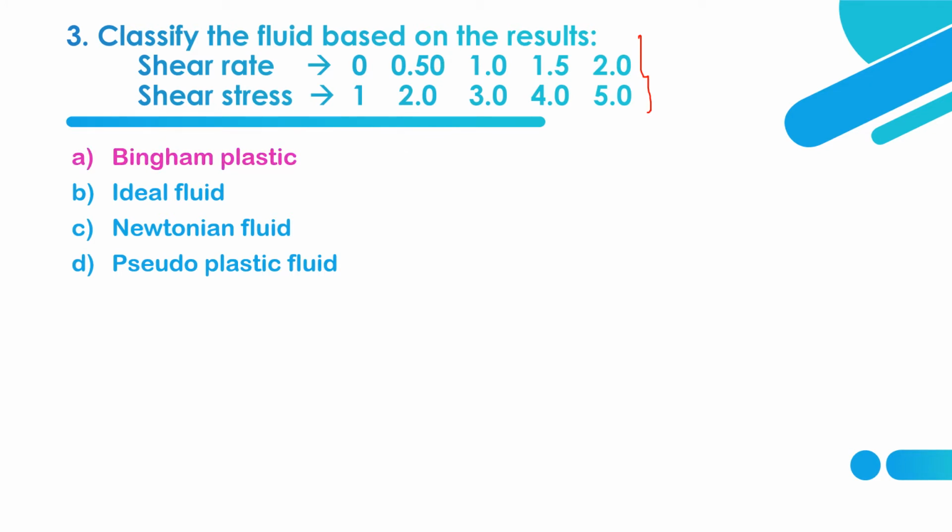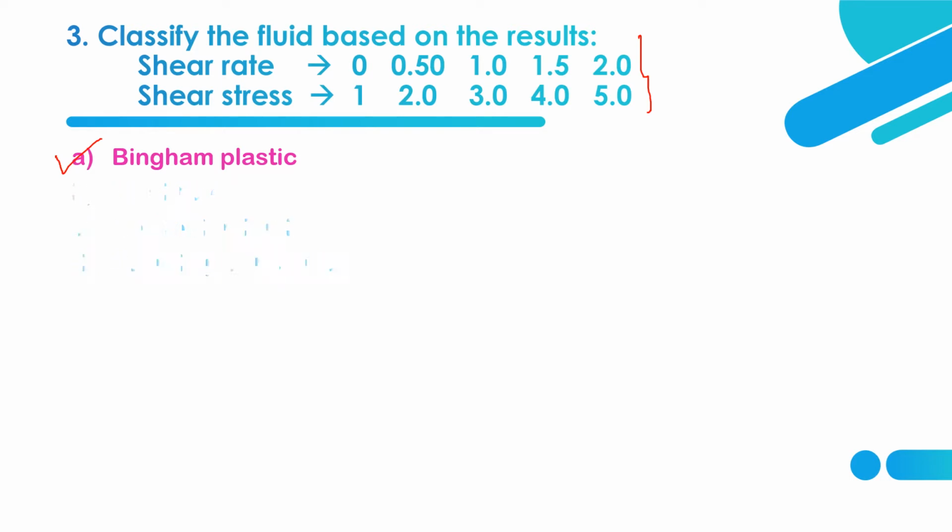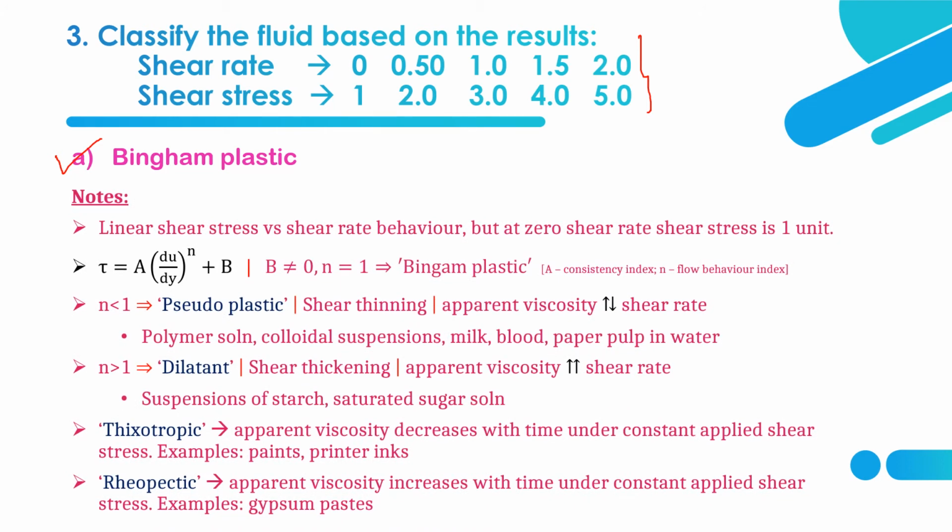On the basis of the given data, option A is correct, Bingham plastic. Now let's see how it is observed. Linear shear stress versus shear rate behavior. By considering this data, we can draw a graph like this. At 0, shear stress is 1, and at 0.5, shear stress is 2. So the graph will go like this.